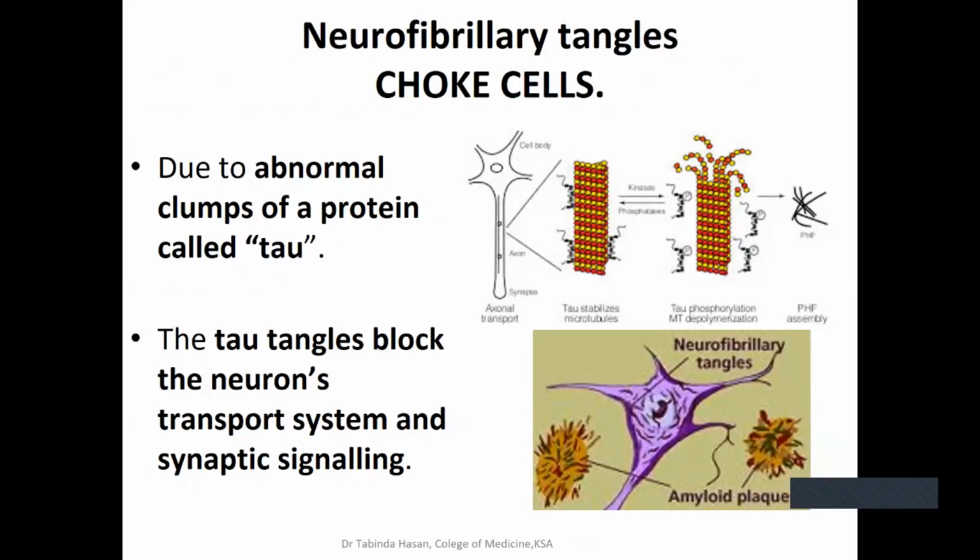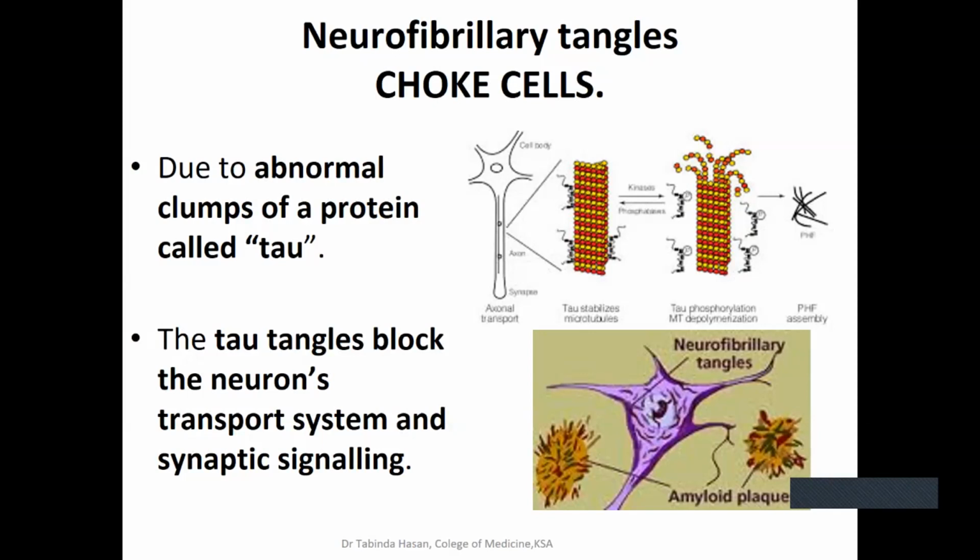So these are rightly called the choke cells. What is the meaning of the word choke? Choke means when you don't allow a person to breathe, you literally strangle that person. So here what is happening is that the neurons are not allowed to, let's say, breathe, do their normal activity, which is the transmission of signals. So they are being choked. So these are due to the abnormal clumps of protein, and they have a special name.